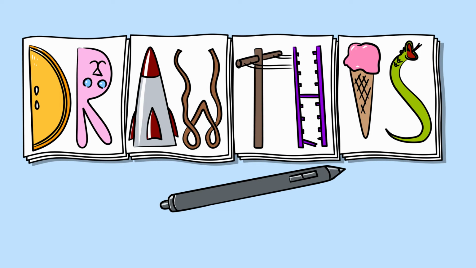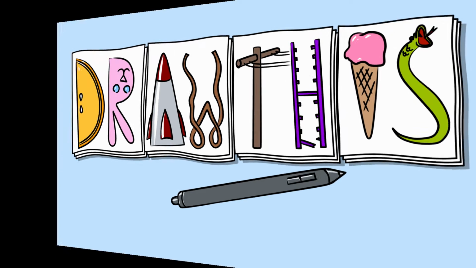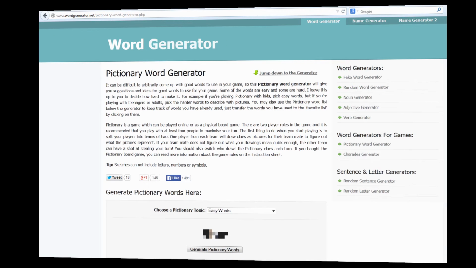Welcome to Draw This. Draw This is a series of videos where I'll randomly generate a word and then draw it for you in real time while describing my process so that you, the viewer, can follow along. I'm here on wordgenerator.net and the random word that I get is star.